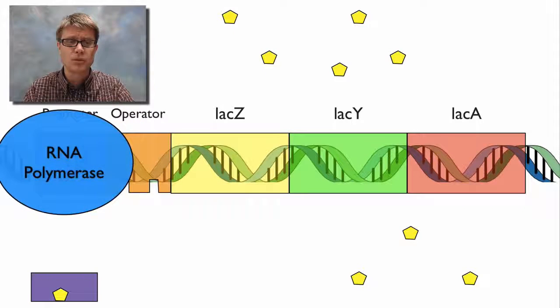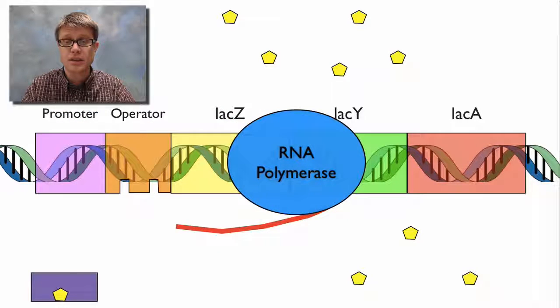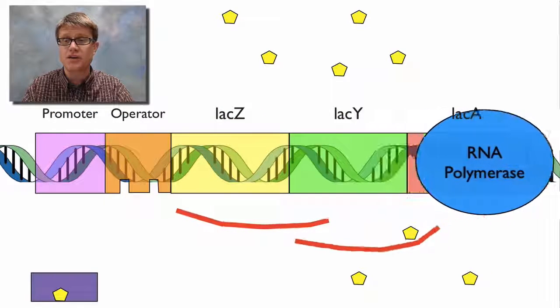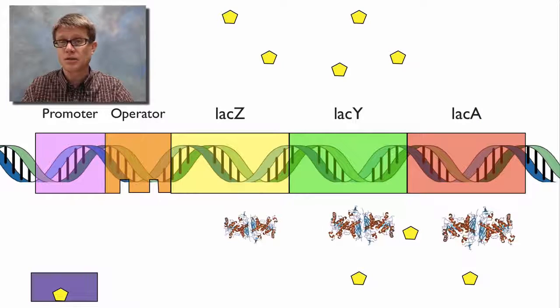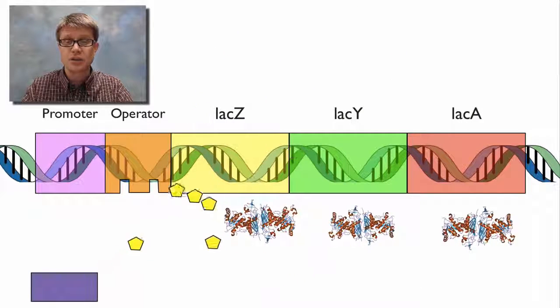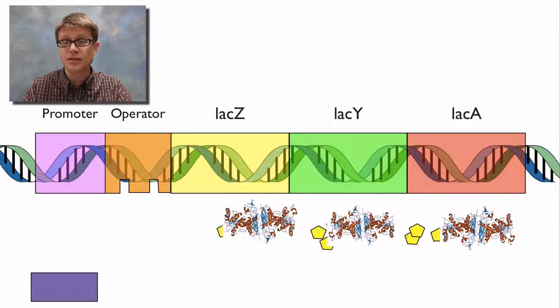Well, it opens up a region where the promoter can allow the RNA polymerase to get on, and then that RNA polymerase is just going to drive right down the DNA. It's going to make a bunch of RNA. It's going to make a bunch of those proteins. What are the proteins designed to deal with? Lactose. And so they're going to break down the lactose. Now all the lactose is gone.